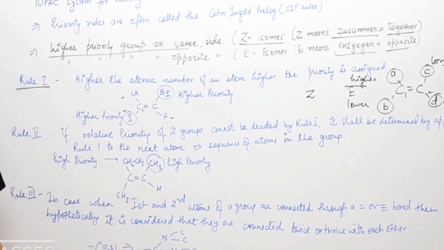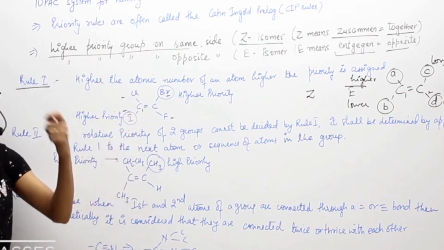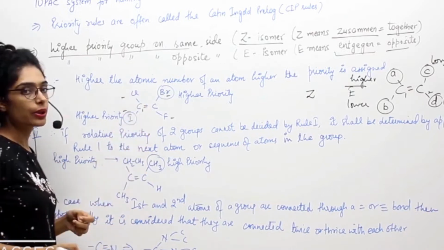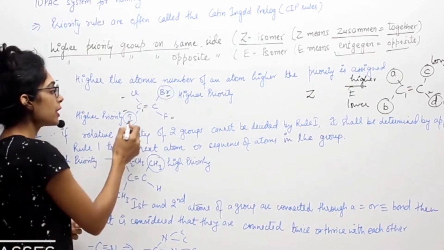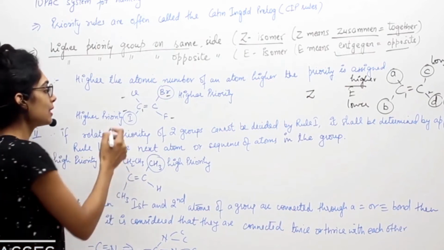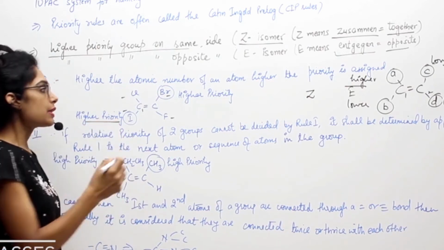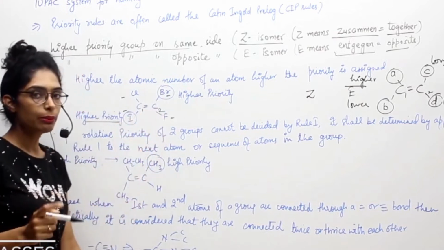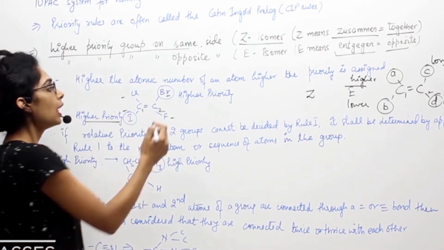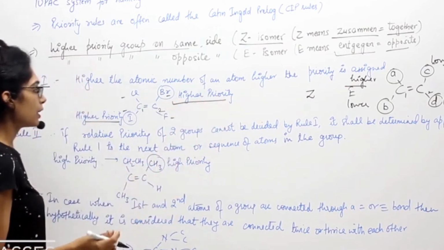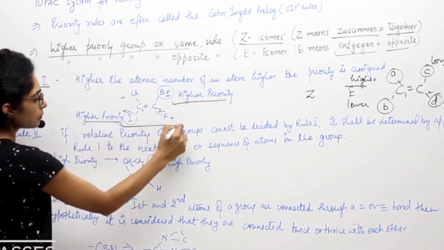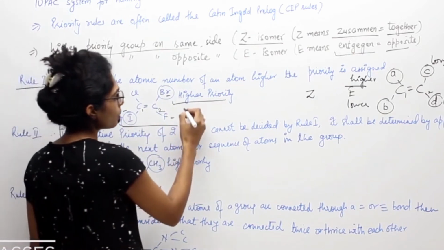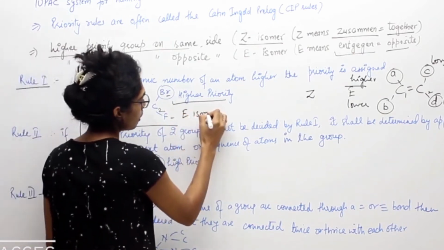We will look at the atomic number of the element which is directly attached to the carbon. So with the carbon, iodine is directly attached and chlorine is directly attached. If I look at the atomic number, iodine's atomic number is going to be more, and hence it has the higher priority. Similarly, when you talk about carbon 2, it has 2 groups, bromine and fluorine. Bromine has a higher atomic number and hence it has higher priority. So if you look at this molecule, 2 higher priority groups are opposite to each other, and hence this isomer is going to be the E isomer.